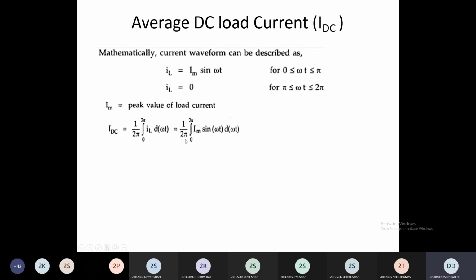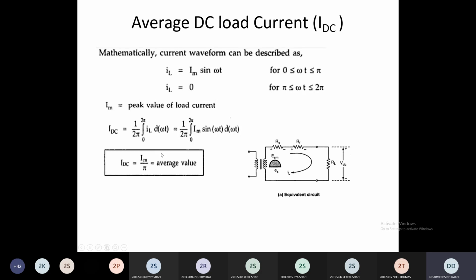So here Im by 2 pi is a constant value, so 2 cancels out from numerator and denominator. So the final value is Im by pi. All of you understand this? Yes or no? Yes, sir. Now, all of you please write down this equation, because it will be helpful during the calculation of examples. So this is called the average DC current, or DC load current, at the output side of the half wave rectifier.